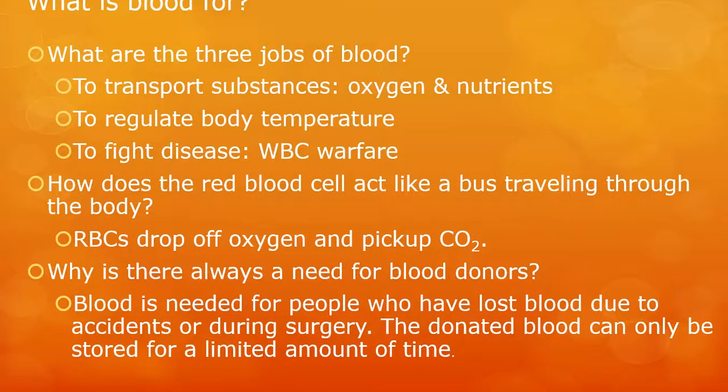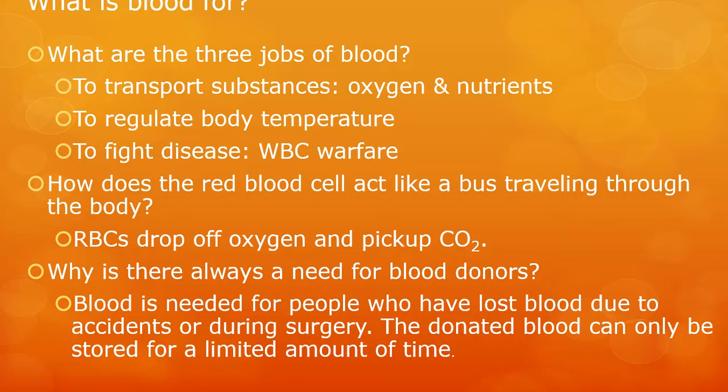All right, so let's sum up what our blood is for. What are the 3 jobs of blood? 1, to transport substances, oxygen, nutrients. A lot of those nutrients, by the way, are being transported in the plasma, all right? Whereas the oxygen we know is being transported on the red blood cell. 2, it helps to regulate temperature. You may have noticed if you're outside running around that you start to get sweaty. That helps cool you off.